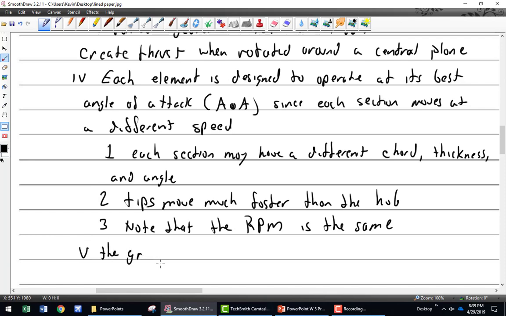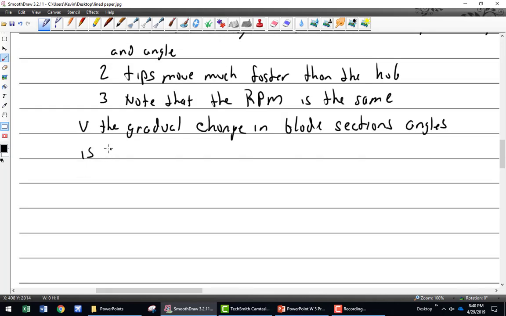The gradual change in blade sections, or section angles, we'll say section angles, is called pitch distribution. And that gives you that noticeable twist in the blade. So pitch distribution is the noticeable twist.